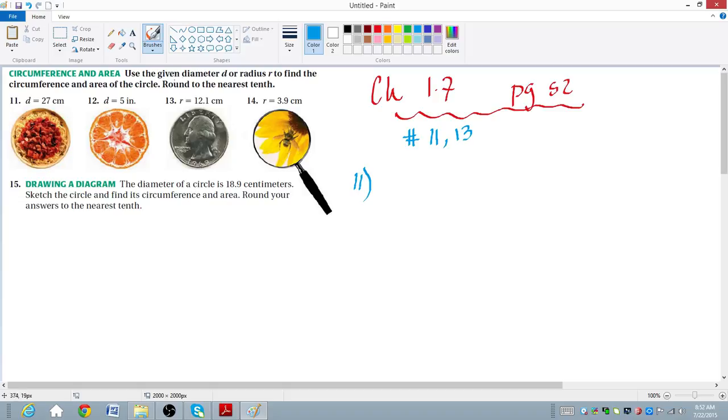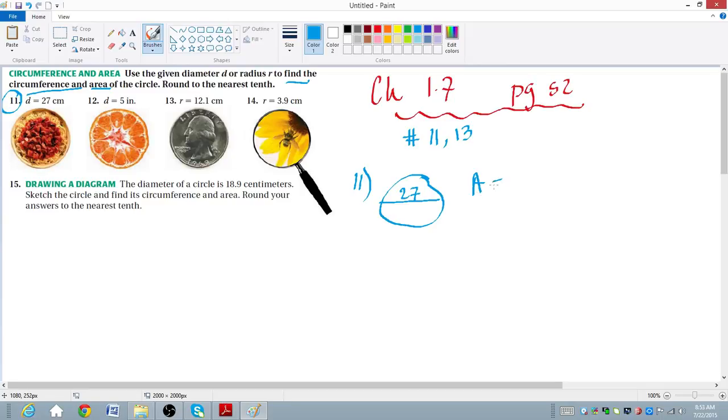It says use the given diameter d or radius r to find the circumference and area of the circle, and then round to the nearest tenth. Now, number 11 gives you a diameter. So if you have your circle here, you know d is equal to 27. It asks you to find the circumference and area. So let's just start with area.